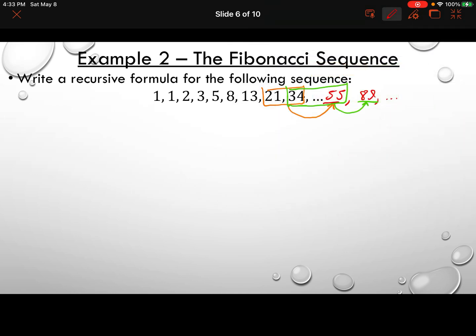Okay, so the next term would be, let's see, 55 plus 89, what is this, 144, I believe? So 144 would be the next term. And then so on and so forth, okay? So, well, what would the sequence look like?